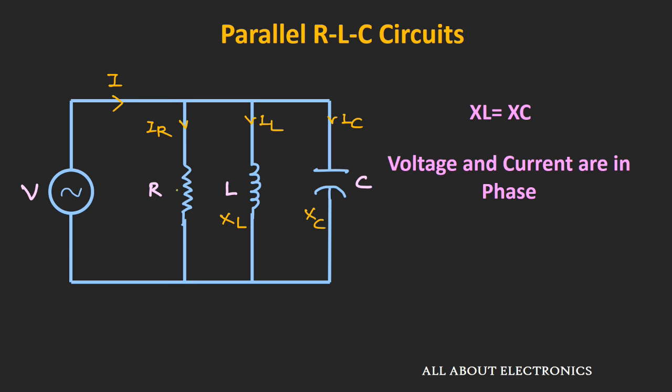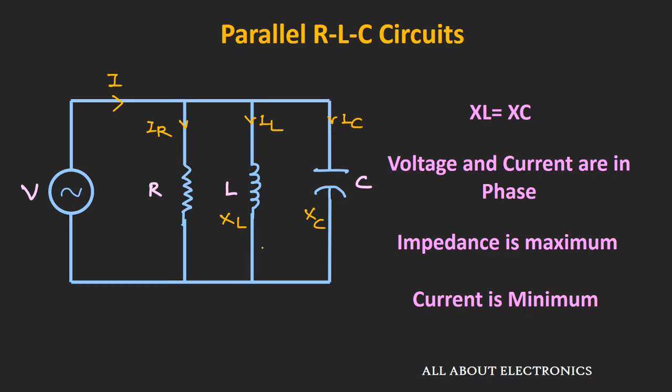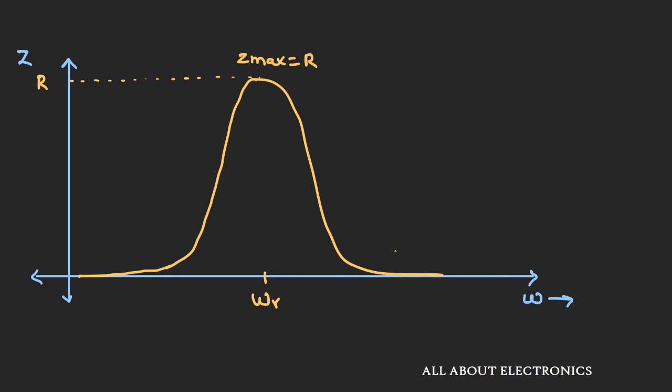Also at resonant condition, if you see, the impedance of the circuit will be maximum. So at resonant condition, the current that is supplied by the voltage source will be the minimum, because the impedance of the circuit is maximum. So these are some of the points which you see at a resonant condition. So now this is a plot of impedance versus frequency for a parallel RLC circuit.